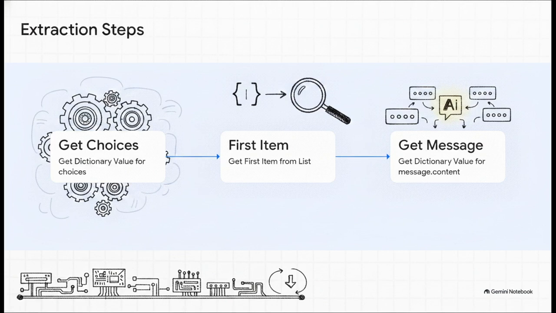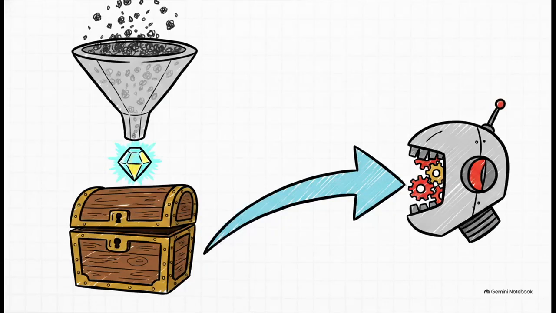Step 2, use the Get Item from List action to grab the first item, simply because choices happens to be an array. And step 3, use Get Dictionary Value one more time, targeting message.content. This effectively drills down through all that raw JSON packaging to find the actual usable text response. Once you've got that pure text, you save it as a variable, let's call it generator output, and you feed it directly into the next AI node.